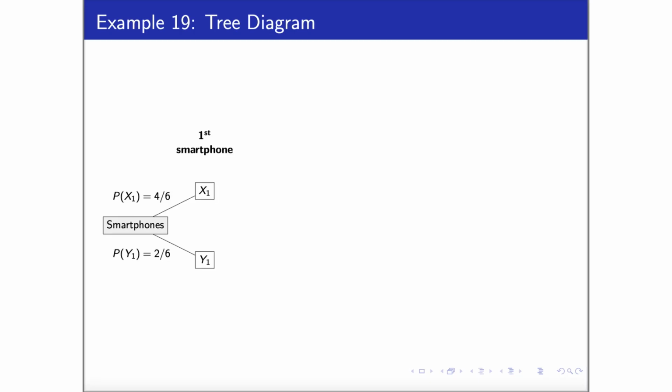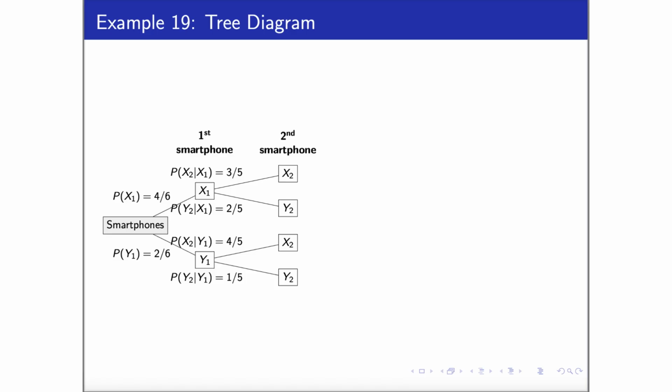For the first smartphone selection, the probability of selecting brand X, P(X1), is 4 out of 6, and the probability of selecting brand Y, P(Y1), is 2 out of 6. Now, consider the second selection. If the first was brand X, the conditional probability P(X2|X1) is 3/5, and P(Y2|X1) is 2/5. If the first smartphone was brand Y, the conditional probability P(X2|Y1) is 4/5, and P(Y2|Y1) is 1/5. This completes the probability tree.